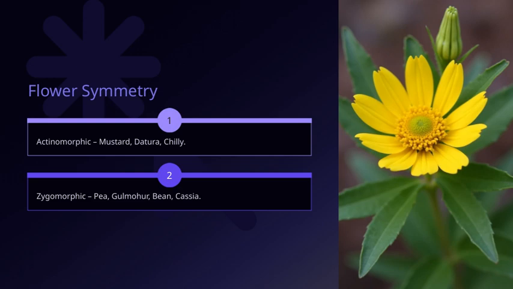On the other hand, we have actinomorphic flowers, which are radially symmetrical. Examples include mustard, datura, and chili. These flowers can be divided along multiple planes through the center, and each division results in mirror image halves. This symmetry tends to make the flower more accessible to a variety of pollinators, emphasizing generalist pollination. Understanding these types of symmetry is important because it helps us grasp how flowers have evolved different structures to attract and facilitate pollination efficiently. It's a fascinating aspect of floral diversity that connects directly to how plants adapt to their environments and pollinators.